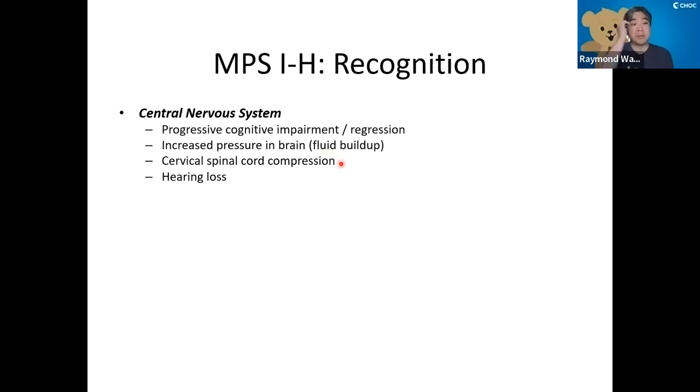The inability to reabsorb cerebrospinal fluid will cause increased pressure in the brain. And untreated Hurler patients often require shunts to take off the pressure. Cervical spinal cord compression is a major issue that many MPS patients face. And partially it's because the skeletal structure causes a narrowing of the spinal canal, and partially because gag buildup within the dura mater also further stenoses that area.